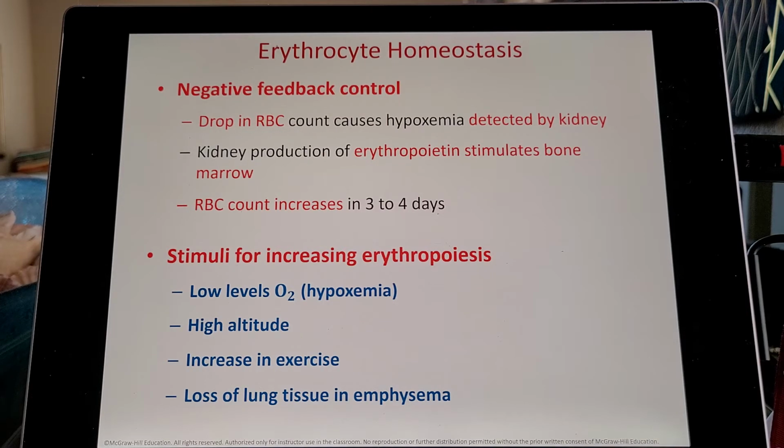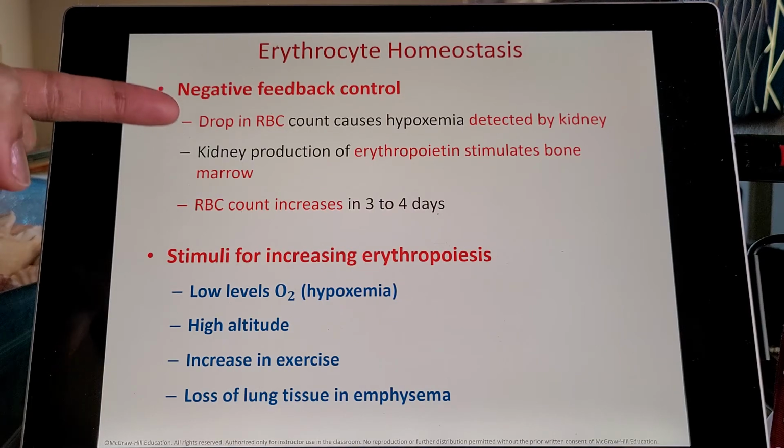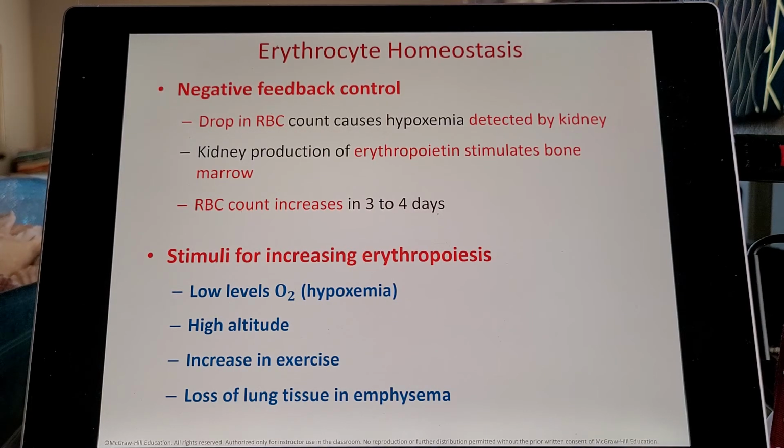Okay, our production of red blood cells, our erythropoiesis, is a negative feedback. Going back to chapter 1 or 2, something to that effect, talking about negative feedback. We have a change in something, and the body wants to reverse that change. So we have a drop in red blood cells, and we want to reverse that change.